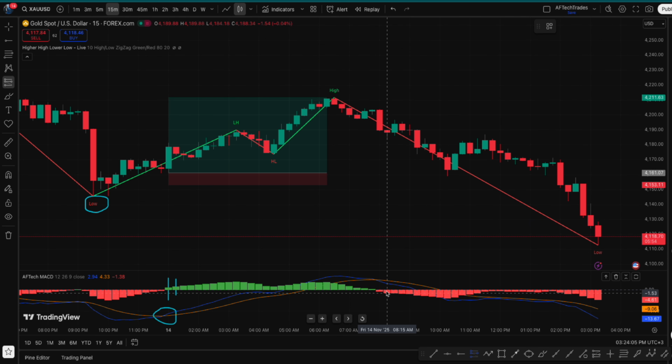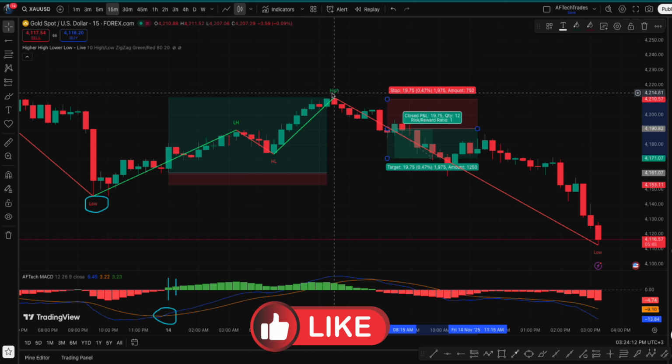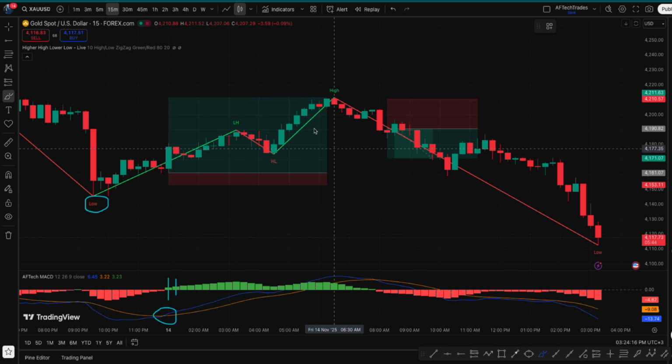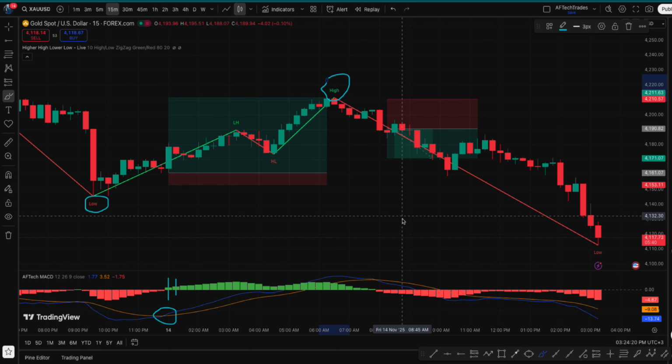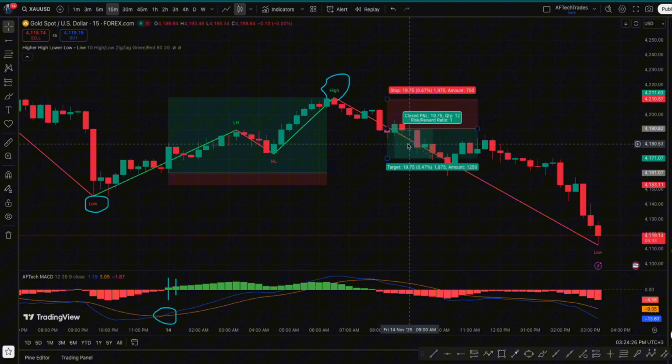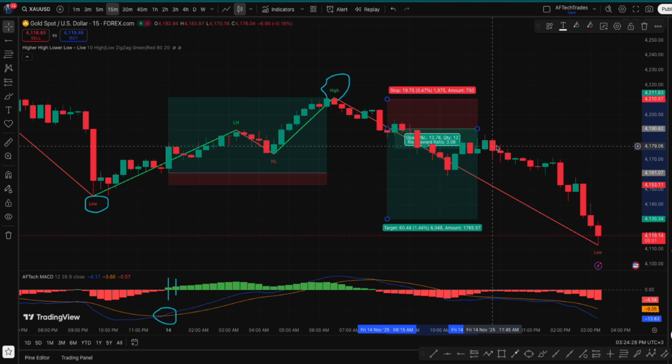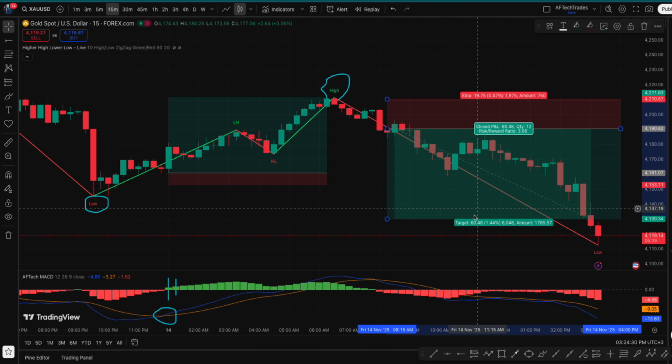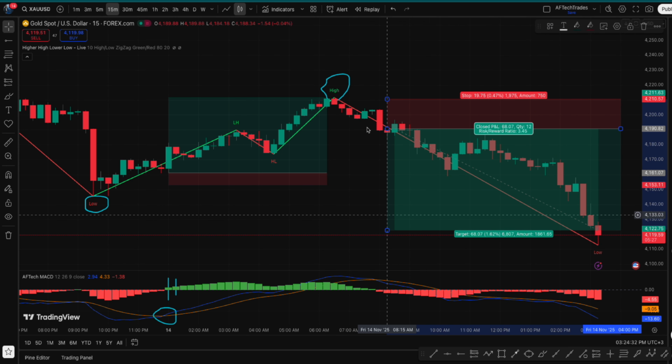Remember, this high has already formed, which is another confluence for you, your number one confluence. You wait for this market structure to form. You're not entering because your MACD has not told you to enter. You're waiting for your MACD to form before you enter the market. I hope you get this. So you can see how far this market went.